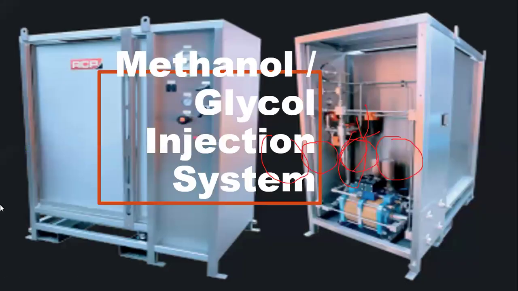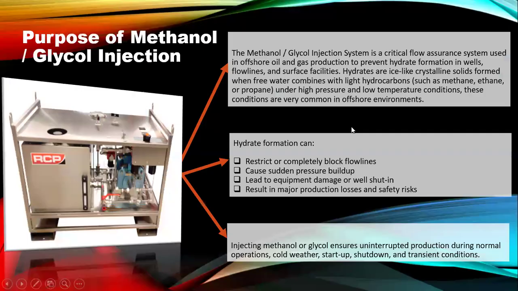So next is our methanol/glycol injection system. You can either use methanol to prevent your hydrates, or you can use glycol to do that. All right, so the methanol injection system is a critical flow assurance system used in offshore oil and gas production to prevent hydrate formation in wells, flow lines, and surface facilities. Hydrates are ice-like crystalline solids formed when free water combines with light hydrocarbons such as methane, ethane, or propane under high pressure and low temperature conditions.